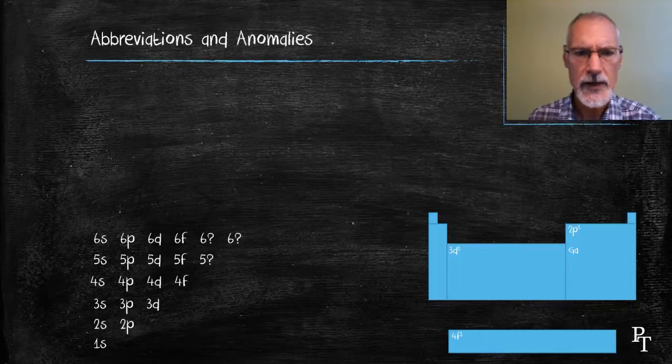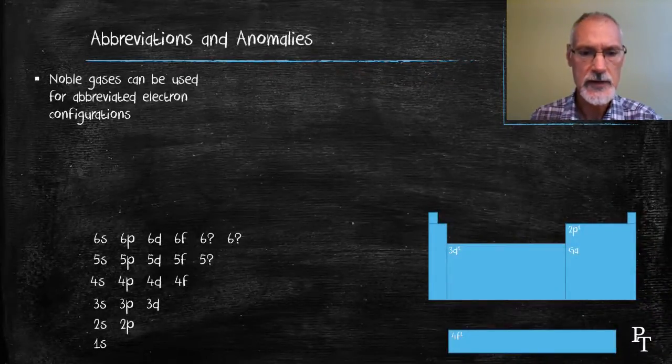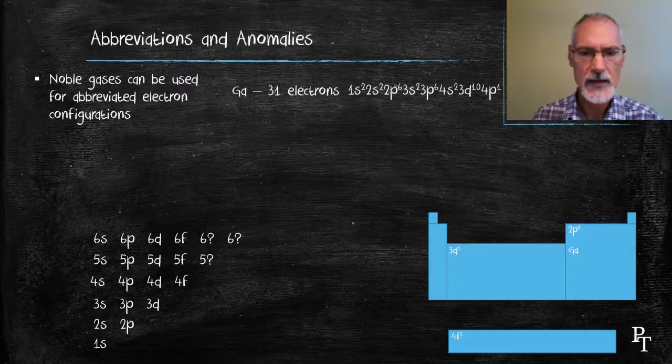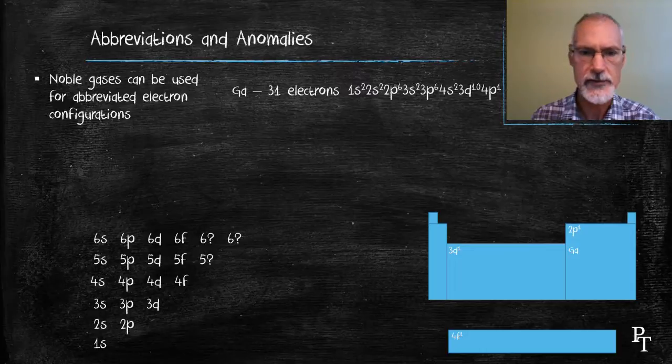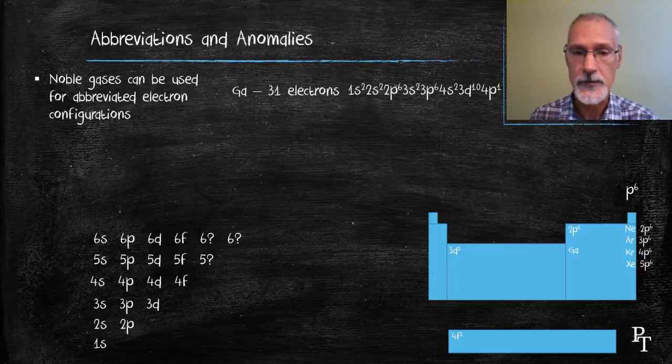We can abbreviate the writing of electron configurations by use of noble gases. So for my example, I'm going to take a look at gallium and look at a shorter way of writing out its configuration that uses noble gases. The noble gases are located in the far right column of the periodic table. Now I'm going to ignore helium and begin with neon.